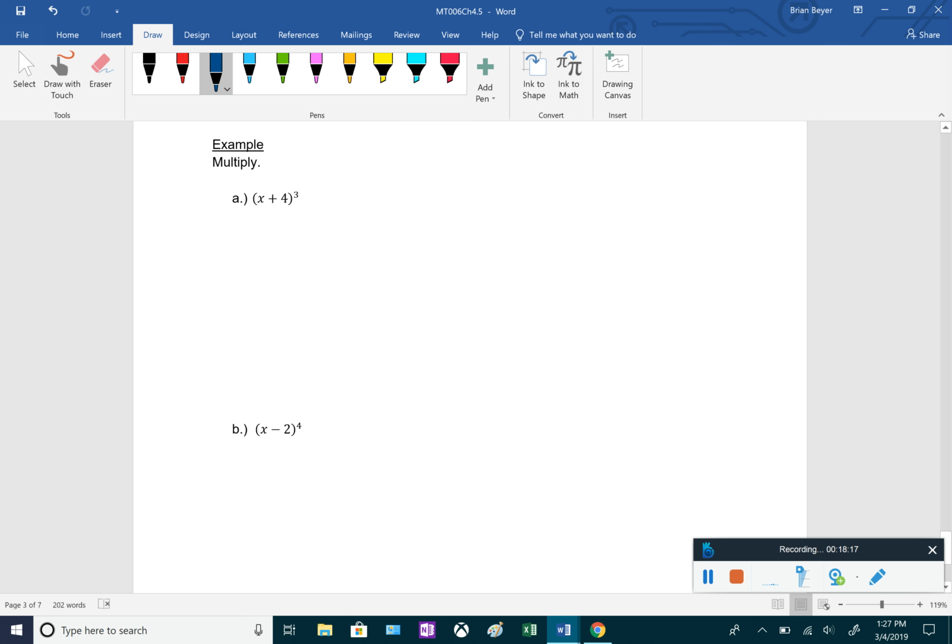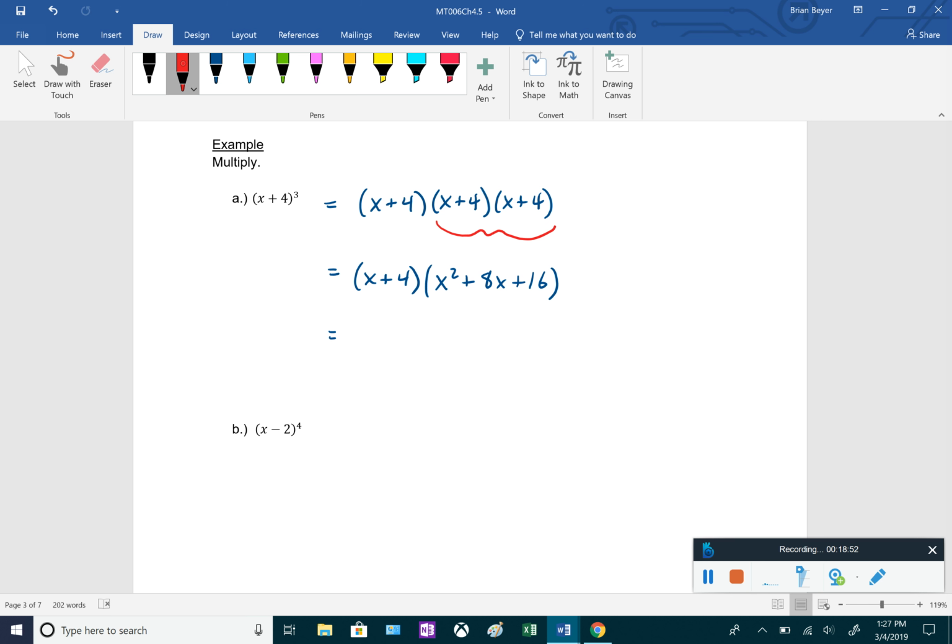We have x plus 4 cubed. So we're going to write this as x plus 4 times x plus 4 times x plus 4, because it was cubed. So what I'm going to do is I'm going to do these two on the right first. So I'm going to rewrite that first one. X plus 4 times x plus 4 ends up being x squared plus 8x plus 16. So if you don't believe me, go ahead and distribute that on your own.